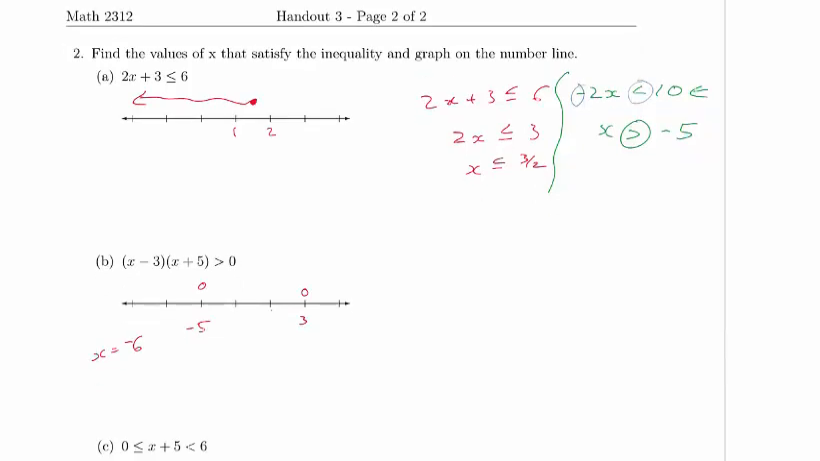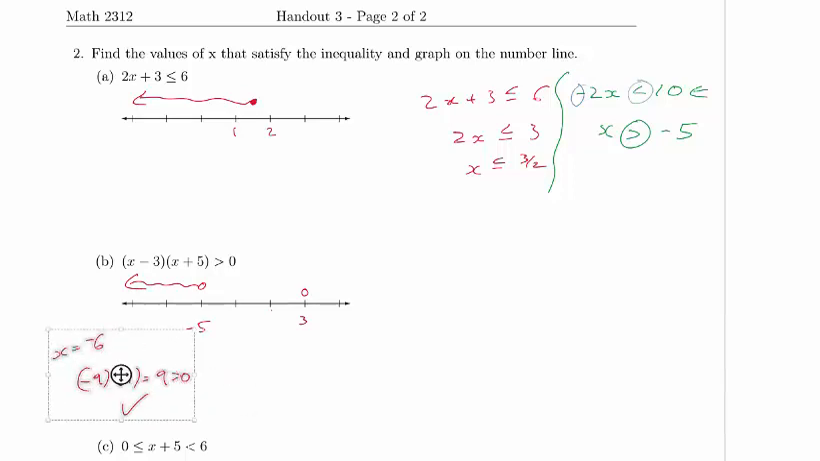So when you plug negative 6 in, the first one you get negative 9, and negative 6 plus 5, that's negative 1. Well, that's going to equal positive 9. And positive 9 is, in fact, greater than 0. So we include it. So that's good. There we go.